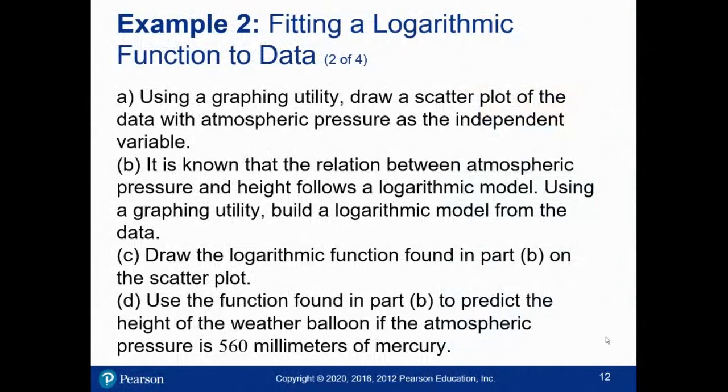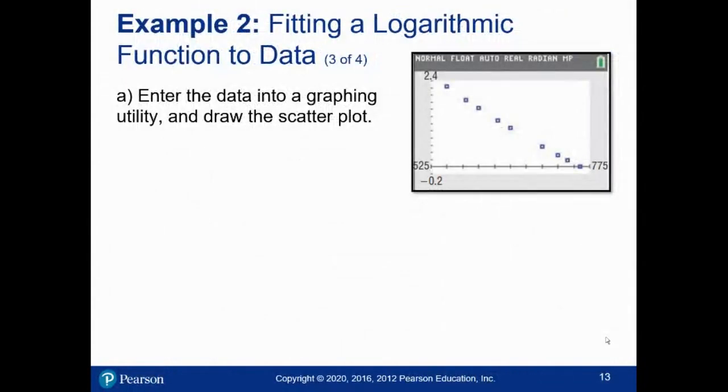Use a graphing utility, draw a scatter plot. If we assume it's a logarithmic model, use a logarithmic regression to find what logarithmic function it is. Draw that function, and predict the height at 560 millimeters of mercury. That's your input value.